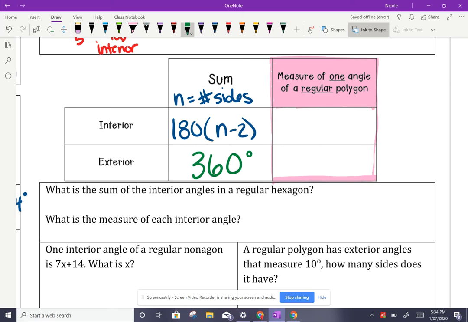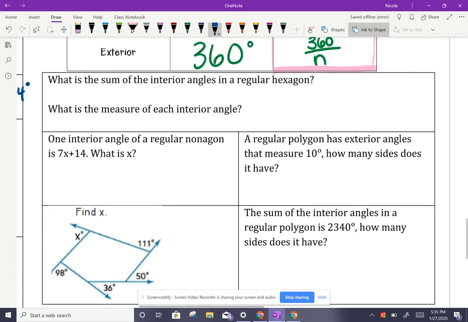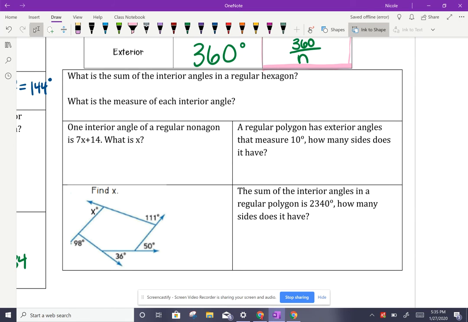Now for the exterior angles, you do 360 over the number of sides, and you find out one exterior angle of a polygon. And for one interior angle, since they're all congruent, we take the sum, which is written right there next to us, 180 times n minus 2, and just divide that by the number of sides, or n. So let's see if we can figure out some of our last examples, and then you can knock out some homework.